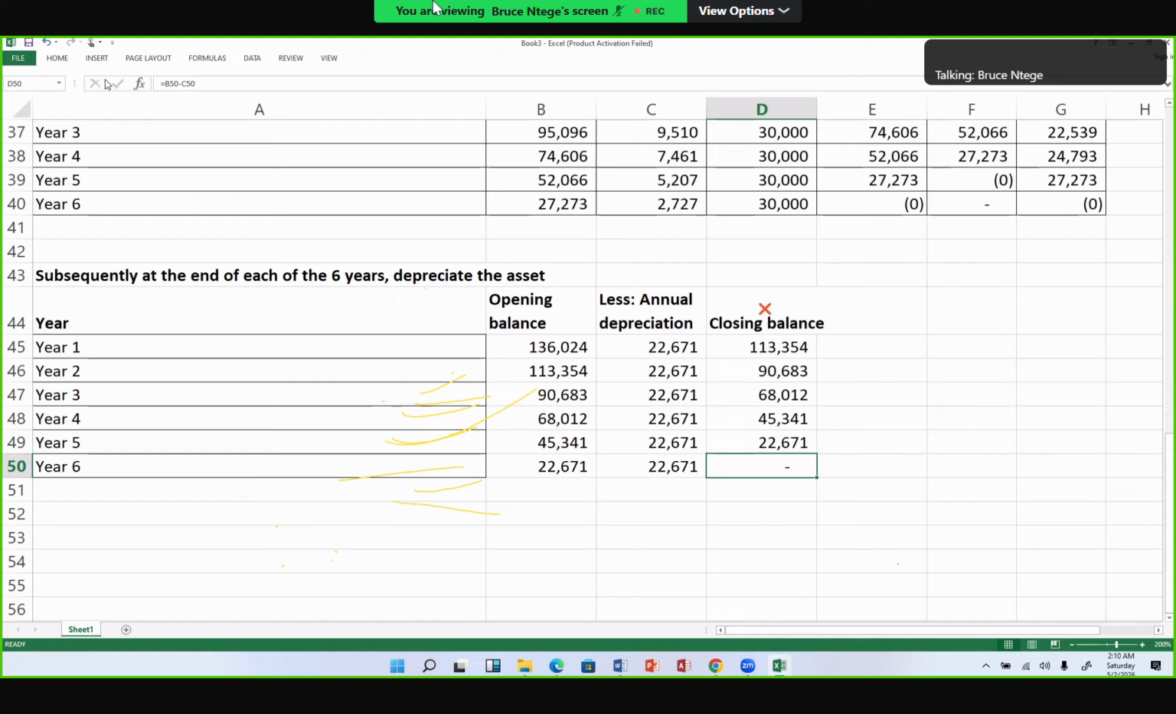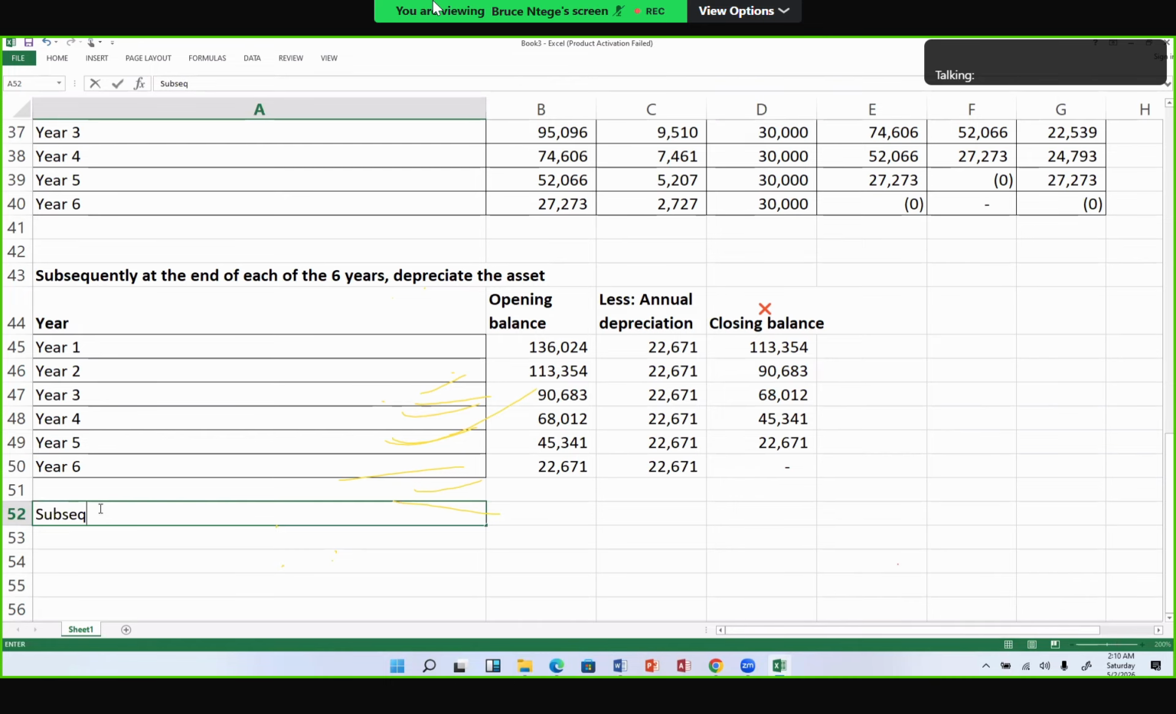Then there's that decommissioning liability, which I also want to unwind or remeasure. So we should also say that subsequently, at the end of each of the 6 years, we shall need to remeasure the decommissioning liability. Of course, we're going to use that discount rate, which was given to us, 9%.